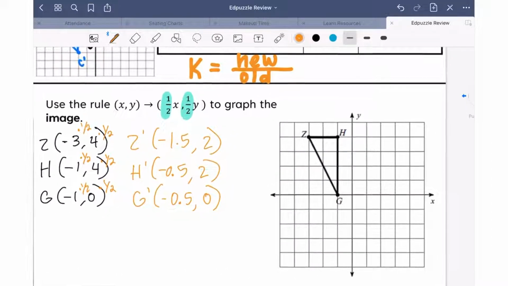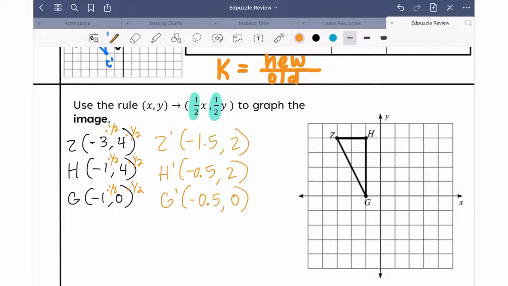Let's plot them. Z prime is at negative 1.5, 2, so right about there, Z prime. And H prime is at negative 0.5, 2, so about right there, H prime. And G prime is in that same area, but at negative 0.5, 0. That's G prime.